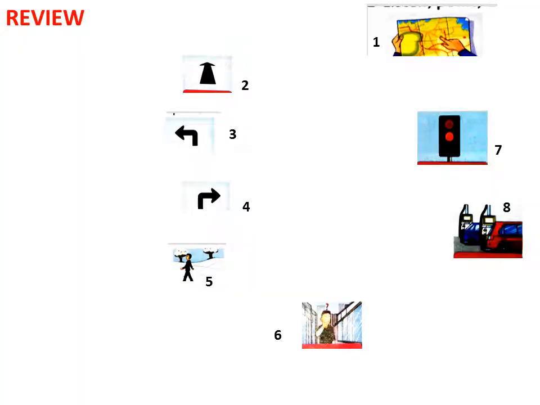This is my review today. In this part, I will show you some pictures. Please tell me how you will say them in English. Let's start with picture number 1. We can see a person finding his way on a map. So, what is he doing? Read a map. Great. Now, look at signpost number 2. Tell me what the signpost is about. Go straight. Good. Now, let's move on to signpost number 3.